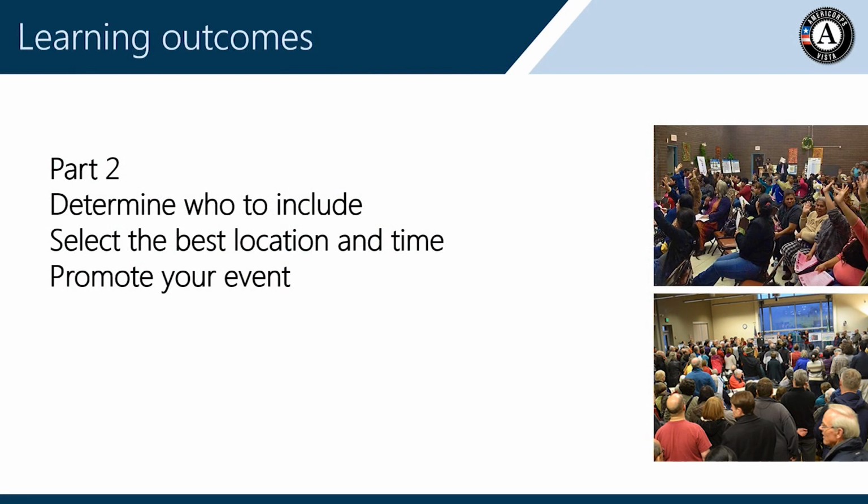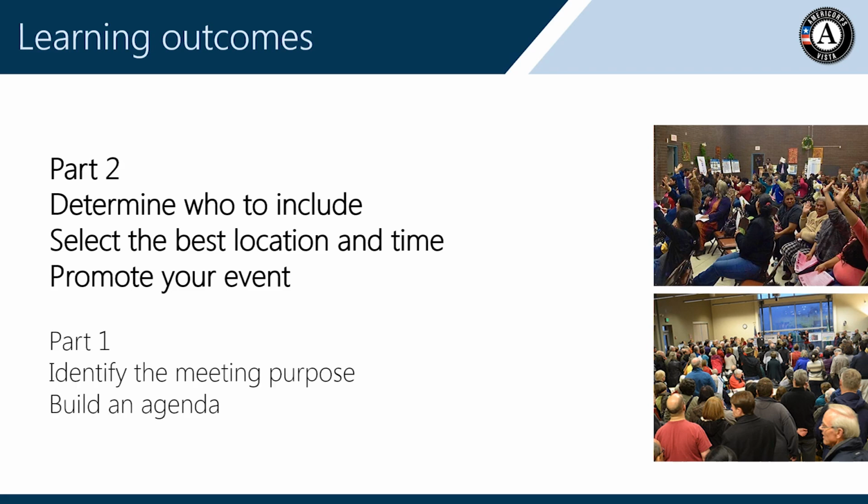Welcome to Planning a Community Meeting, Part 2, where you will learn to decide which stakeholders to include in your meeting, select a convenient location and time, and promote your meeting to get maximum participation. To do this, you'll first need to identify the purpose of your meeting and create an agenda, topics that were covered in Part 1.